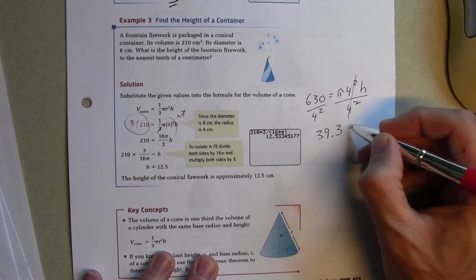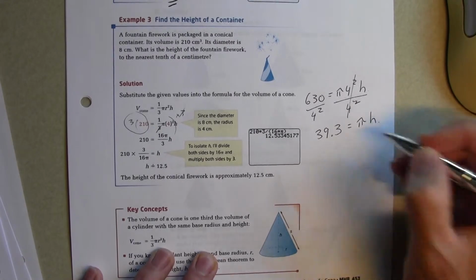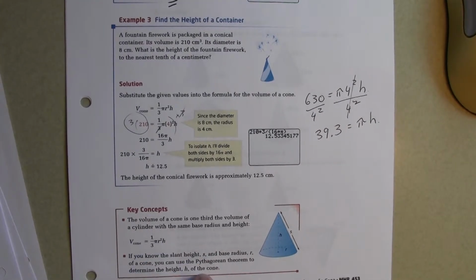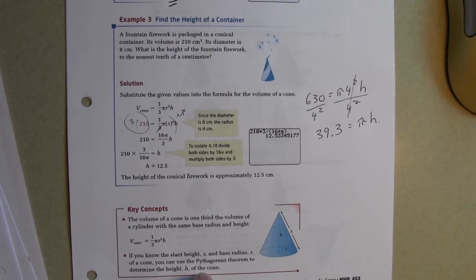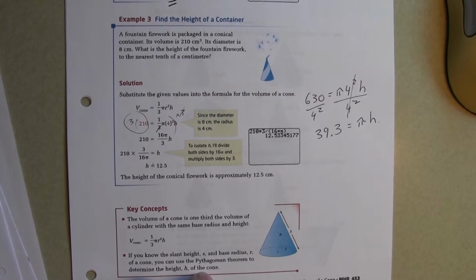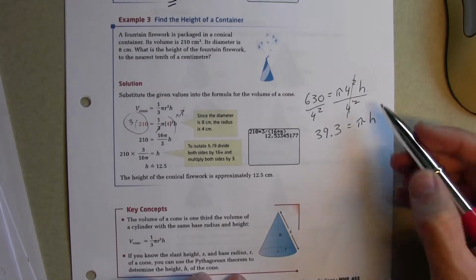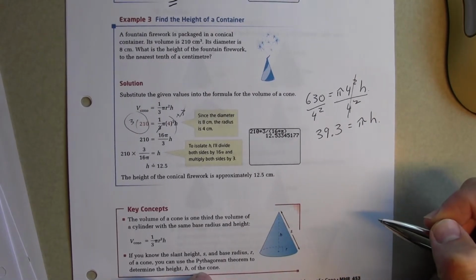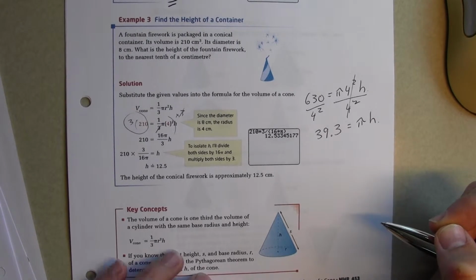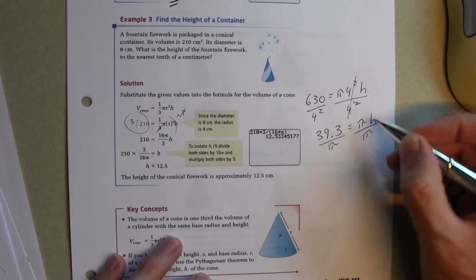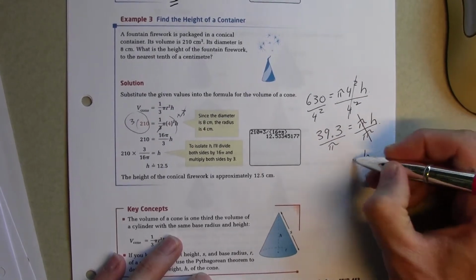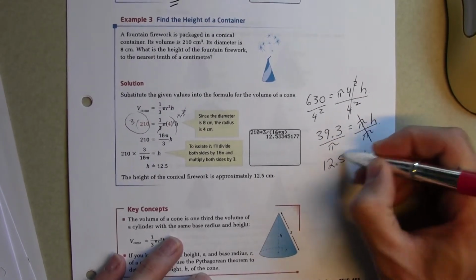39.3. So that's equal to pi h. Now, don't confuse pi as being a variable. It's not. It's just any other number, right? It's just one specific number. It's 3.14. So on your calculator now, what would be the next step here? What do we do, Matthew? Divide 39.3 by 3.14. Excellent. Or you would use pi on your calculator. Okay?